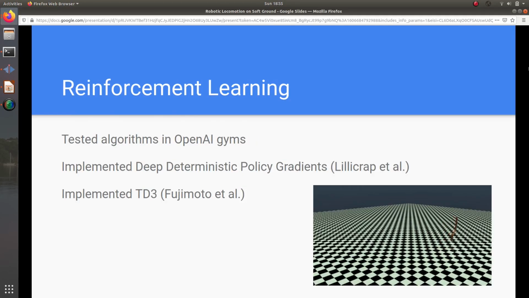To validate my algorithms, I tested them in OpenAI gyms. The algorithms most suited to this problem are DDPG and TD3. I implemented both in OpenAI gyms for simple monoped robots whose task is to learn how to walk by controlling its joints. Below are some of the results. The robot learned a very nice control policy under DDPG.